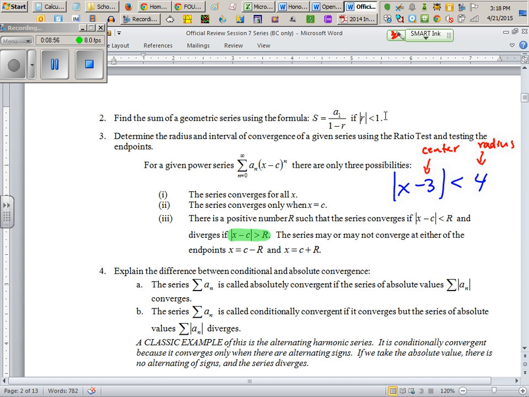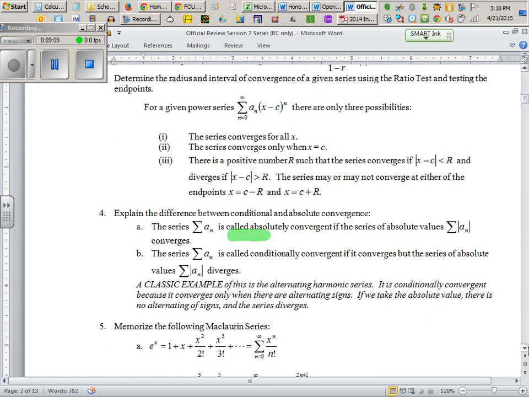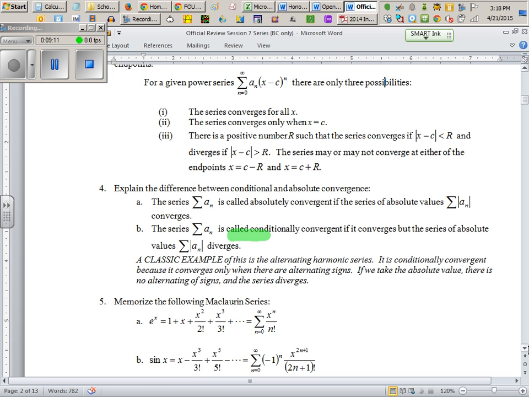I didn't really test you on conditional and absolute convergence either, but just know this. You don't have to really read all that down there. Basically, think about the harmonic series, right? We all know the harmonic series is divergent. But if you put an alternator on it, it actually converges. Okay? So this is a classic example of conditional convergence. You would expect the harmonic series to just always diverge, but not if it's alternating. So that means it's sometimes converging when it has the alternator.